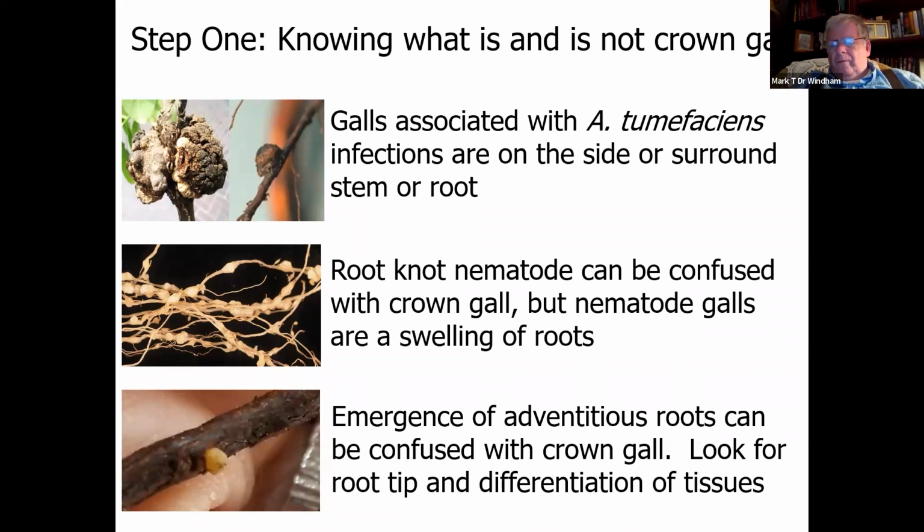If it's a secondary root, it's not going to be just a massive cell. If you look on that thing, you can see the root tip there where it's coming out. I don't know if you can see my cursor, but it's right there. And so when you look at these adventitious secondary roots with a magnifying glass, you can tell it's a root and not crown gall.